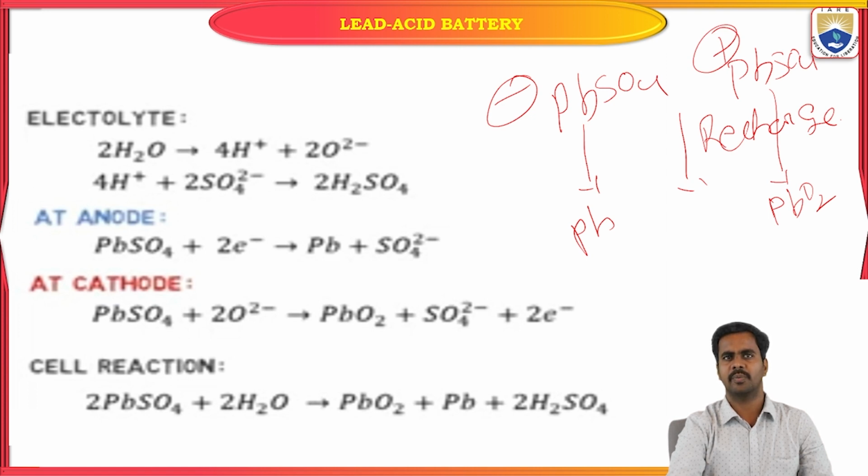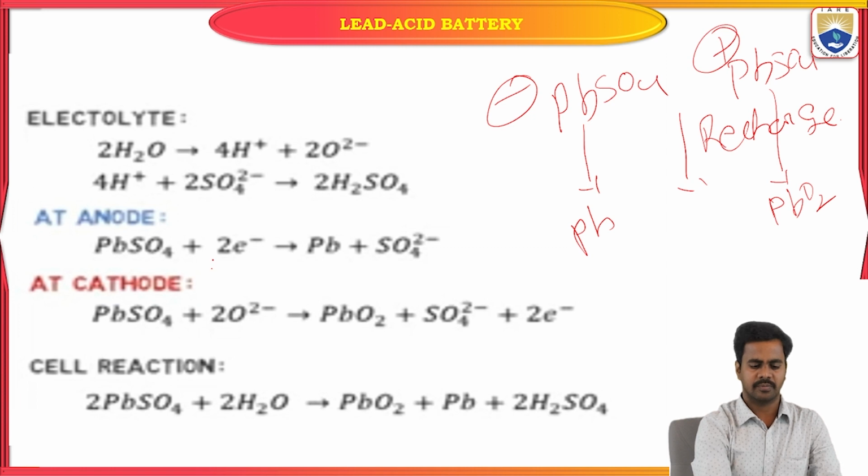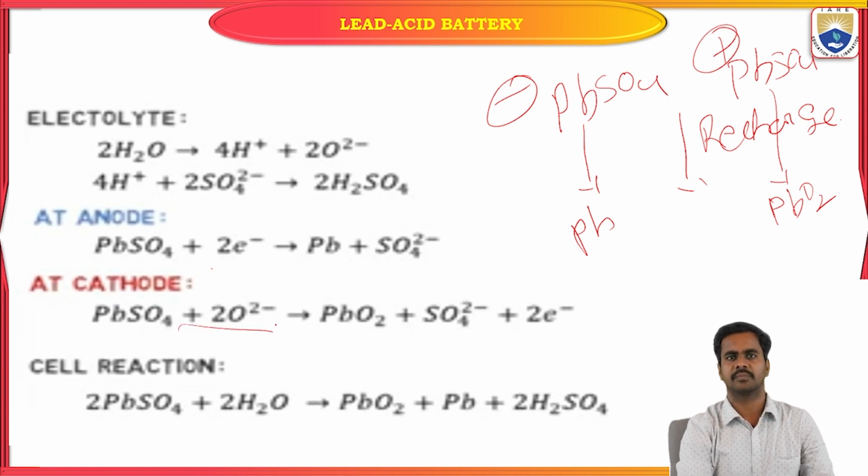At the cathode, PbSO4 plus 2 oxide ions forms PbO2 by the elimination of electrons. So coming to the next cell reaction, 2 molecules of PbSO4 react with 2 molecules of water, forming PbO2 and Pb and H2SO4.